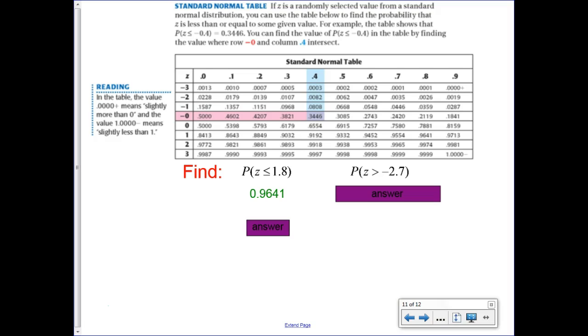Now, I want to know where z is greater than negative 2.7. So that's the opposite of what I find in the table. That's 1 minus what I find in the table. So I'm going to find negative 2.7. I'm going to go to negative 2 and go over to 0.7. I get 0.0035. But I need to do 1 minus 0.0035, and I get 0.9965.